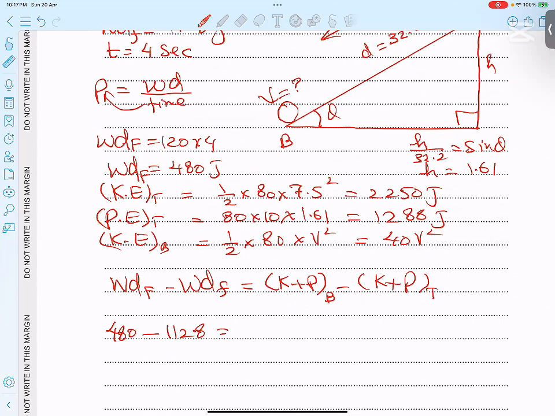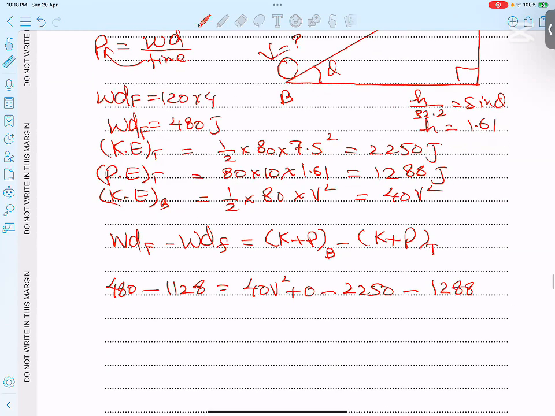Okay. And after that, kinetic energy at the bottom, the formula, you know, is half mv square. Potential energy at the bottom is 0 because zero height. Kinetic energy on top, I have it. I have a 2250, negative into positive, negative, and 1288. And now, students, I'm going to type this all in the calculator, keeping half of 40v square here, and 480, negative 1128, and positive 2250, and positive 1288.